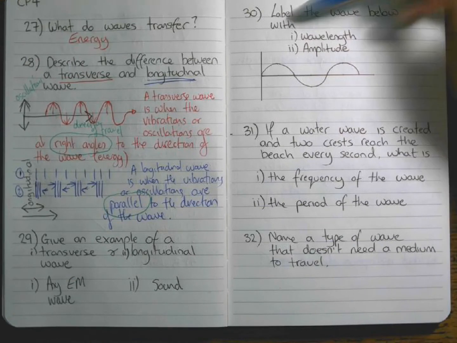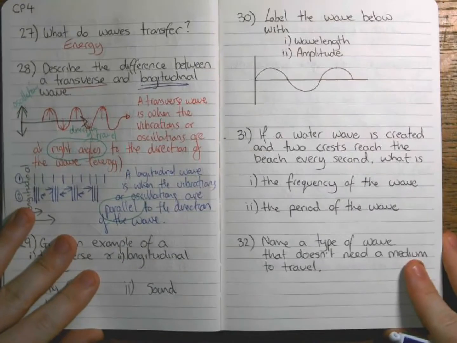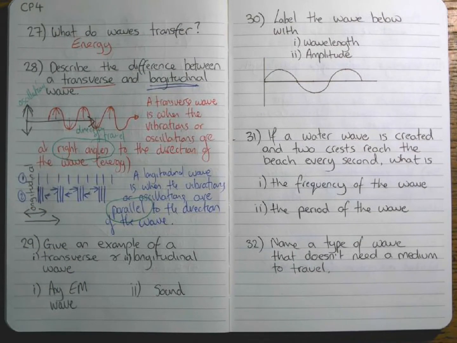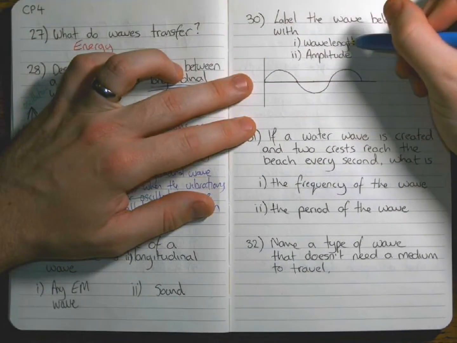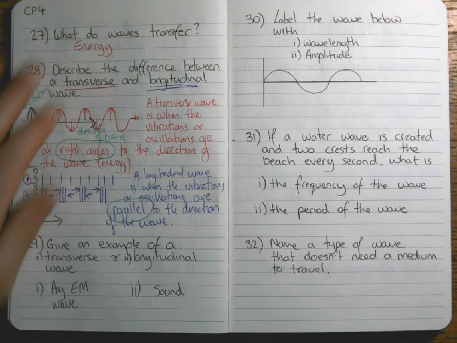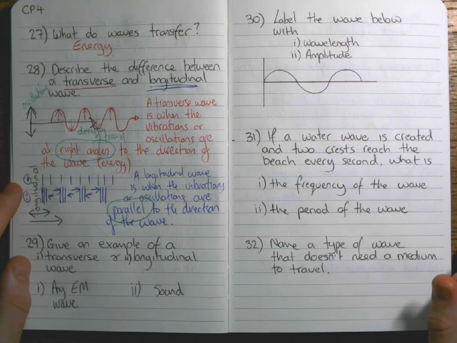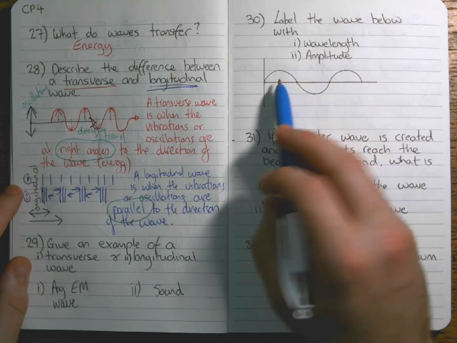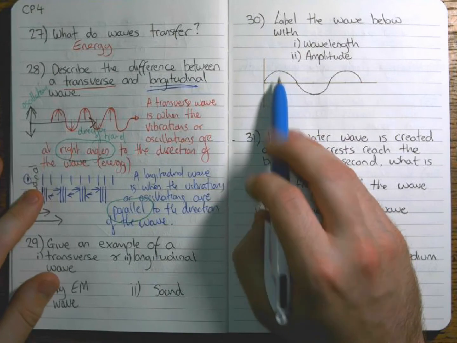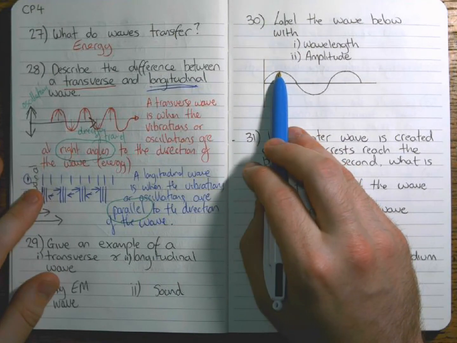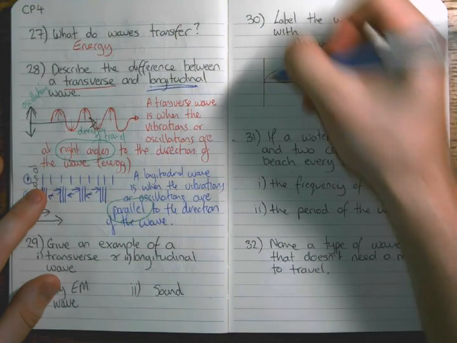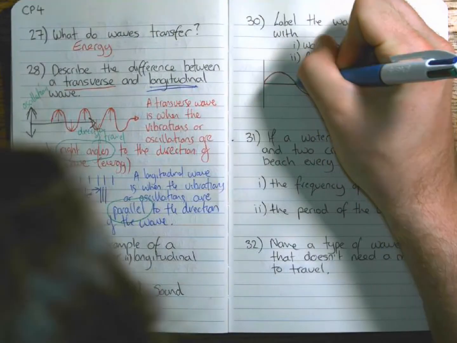Next, label the wave below with the amplitude and the wavelength. So do your own little diagram and then label what you think is the wavelength and what you think is the amplitude. Okay, well, the wavelength is known as the distance from one point in a wave to the same point on the next wave. So I'm going to use my red to show one wave.